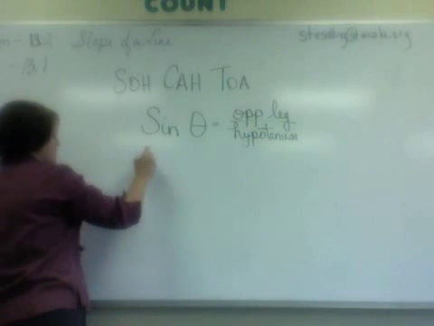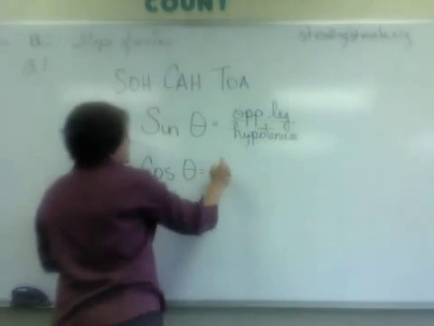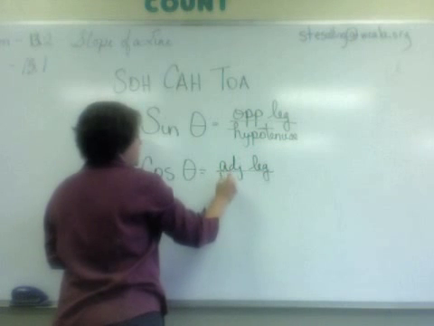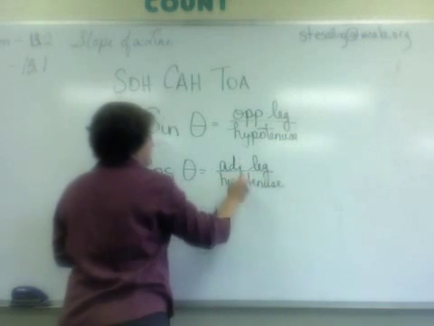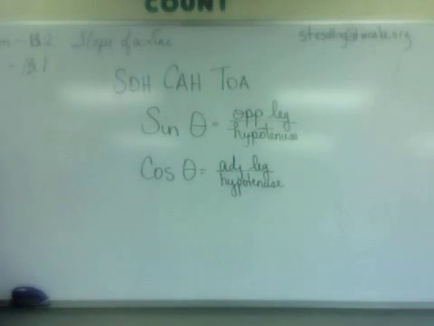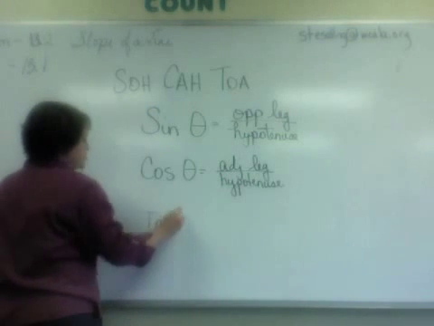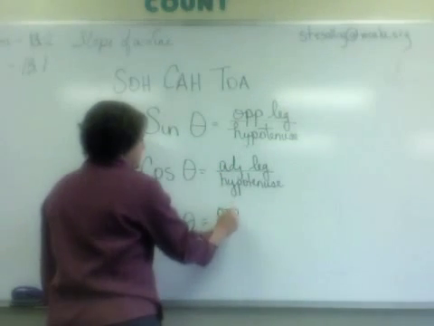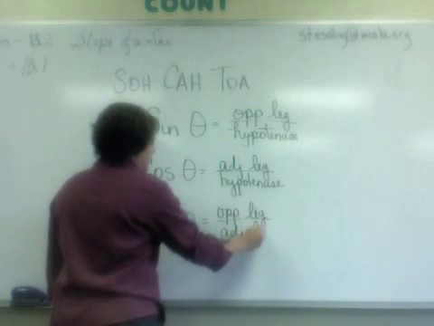Cos, cosine of theta is equal to the adjacent leg over the hypotenuse. Once again, theta is a Greek symbol representing the angle measure. And TOA is the tangent of theta, a degree measure, is equal to the opposite leg over the adjacent leg.